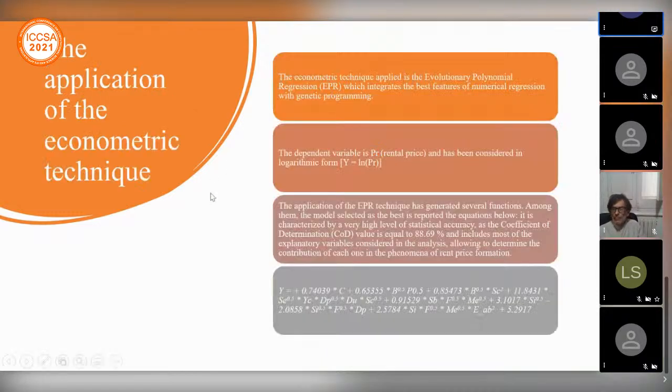We apply the econometric technique. The dependent variable is the rental price, and we identify a specific model.